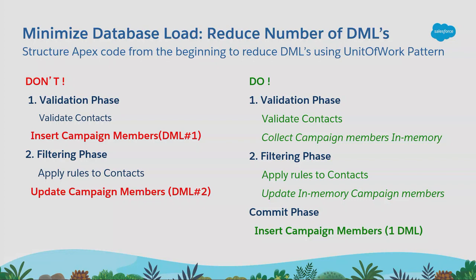This is a very natural way to do it, especially if you've got modular code, but it's worth avoiding if you can. A better way to do it would be to validate the contacts and keep those campaign members in memory, and then apply the rules to the campaign members in memory, again, if you can. Certain kinds of rules might be hard to do that if they refer to fields, but anyway, then update the campaign members in memory and then insert at the end. This is the key part. It's doing one DML at the end, if you can. And this is, as I pointed out before, well worth thinking about before you start writing code. Can I get away with one DML?